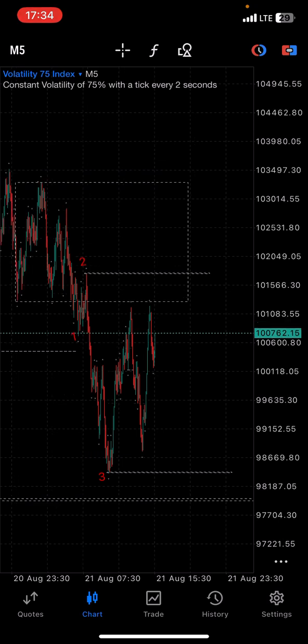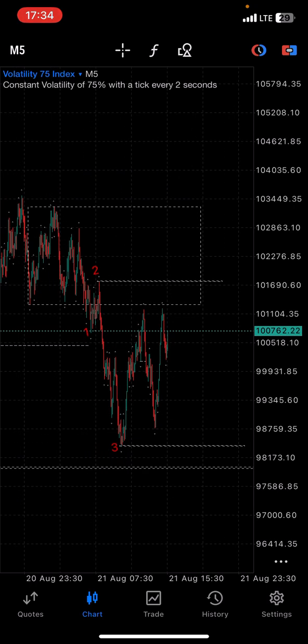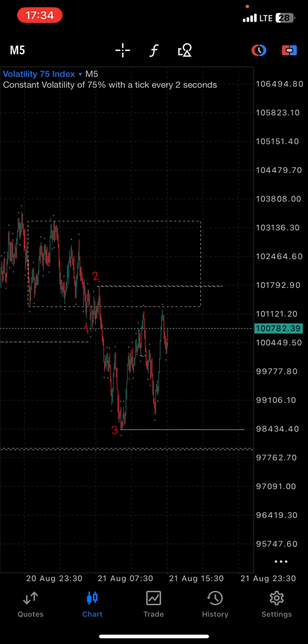People who've been on this channel for the longest time will understand that we use structure, we use supply and demand zones, we use order blocks for confirmation, basically areas to trade from or to. And now, one thing that I've been missing for the longest time is liquidity. And I've got the perfect way to identify liquidity.